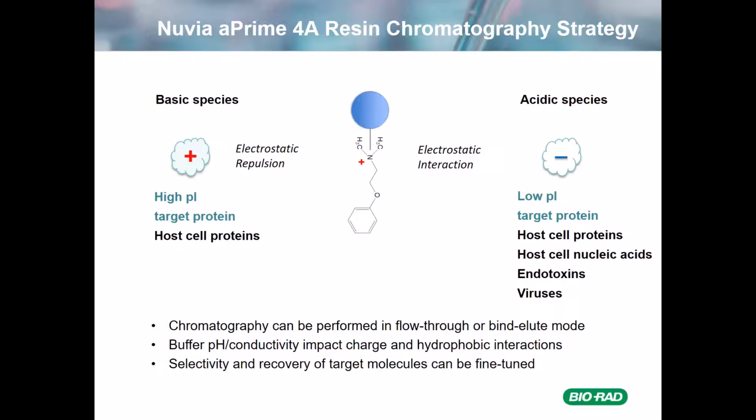This is just to show that you can perform the chromatography in either flow through or bind-elute, depending on the pI of your target molecule. You can then leverage your buffer pH and conductivity to impact the charge and hydrophobic interactions, which will allow you to be more selective and recover your target molecule by fine-tuning these pH and salt concentrations.